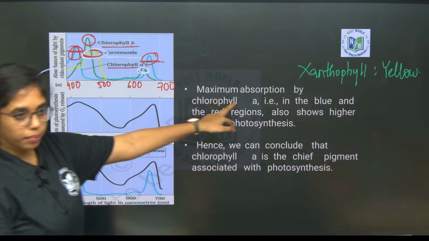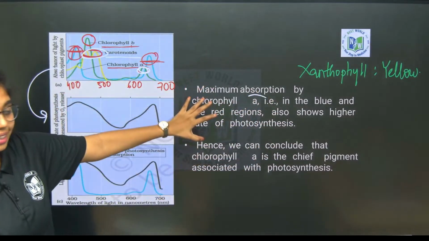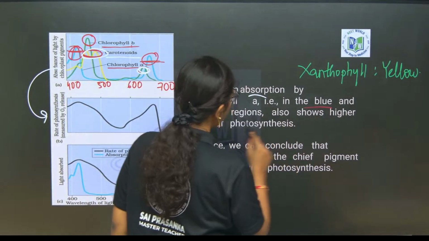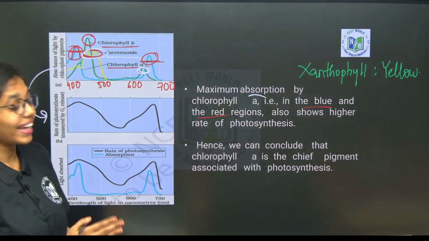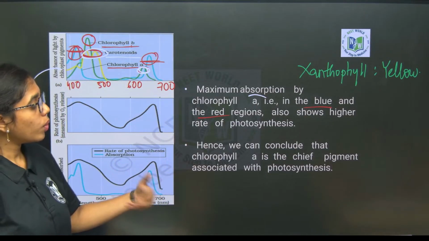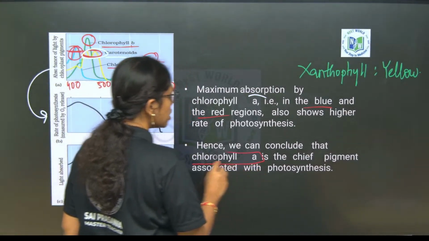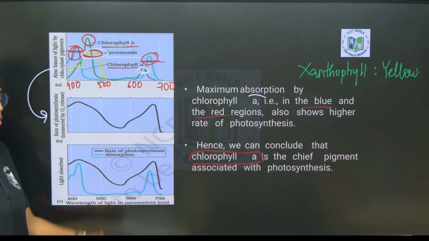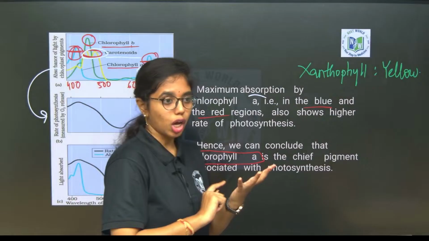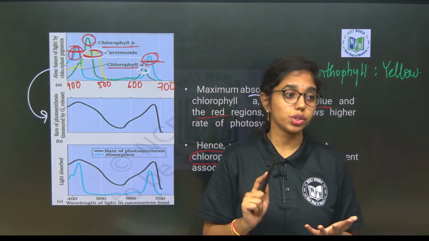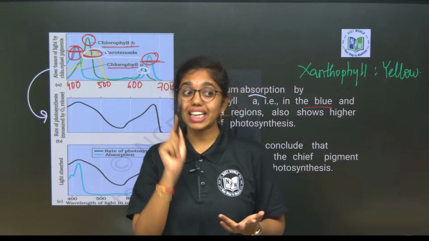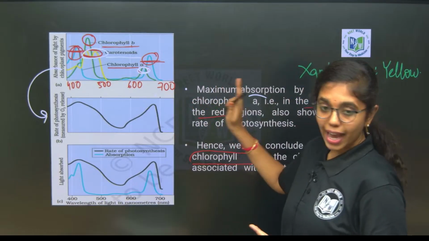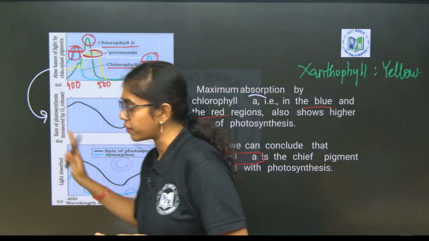So, look here, these are the direct lines of your NCERT: maximum absorption by chlorophyll A, that is in blue and red regions, also shows higher rate of photosynthesis. Hence, we can conclude that chlorophyll A is the chief pigment associated with photosynthesis. Clear, right? So, till now what did we learn? The synonyms of photosynthesis with explanations. We have completed the discoveries with each experiment explained in detail, and now we are clear with action spectra and absorption spectra.